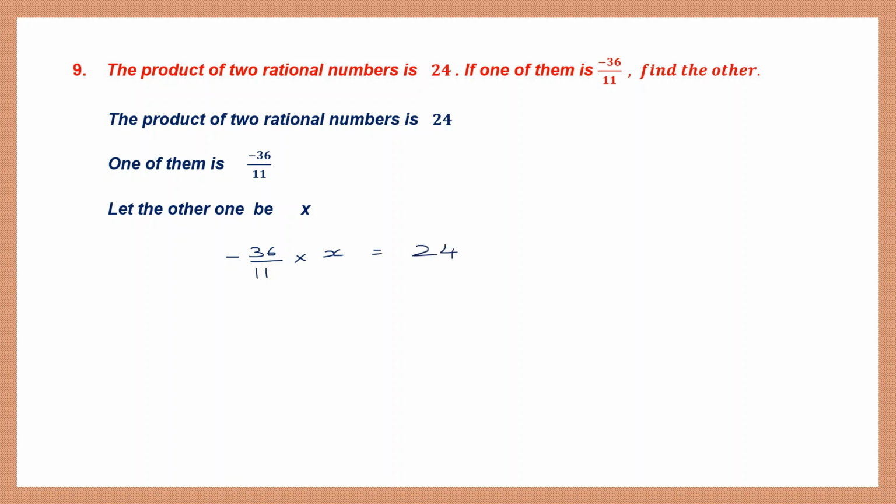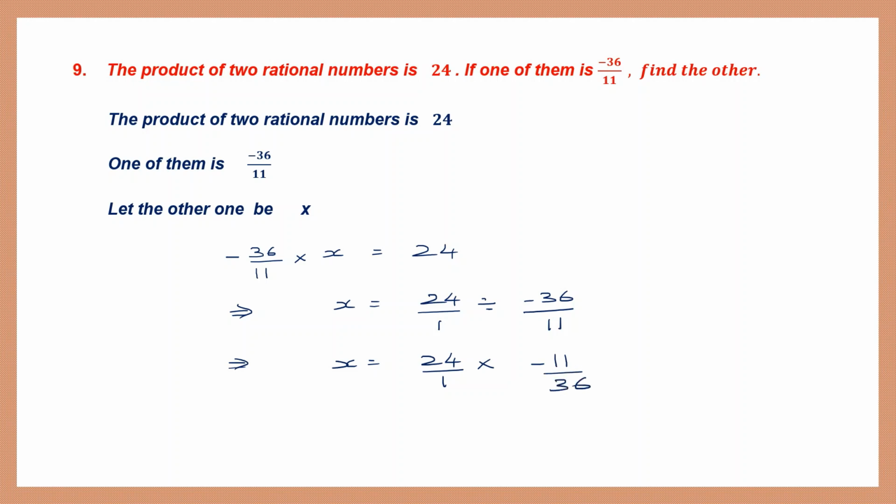So now to find the unknown number, we can write it this way. x is equal to 24 by 1 divided by minus 36 by 11, because when I'm moving or transposing minus 36 by 11 from the left hand side to the right hand side, it becomes division because here it is multiplication. So it is divided by minus 36 by 11. So this will be x is equal to 24 by 1. Division changes to multiplication and we write the reciprocal of minus 36 by 11. So we can write this as minus 11 by 36.